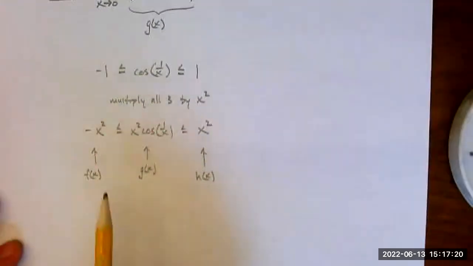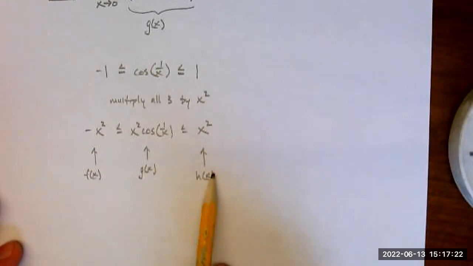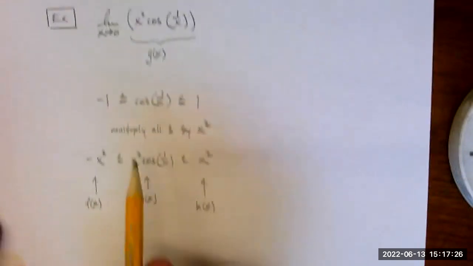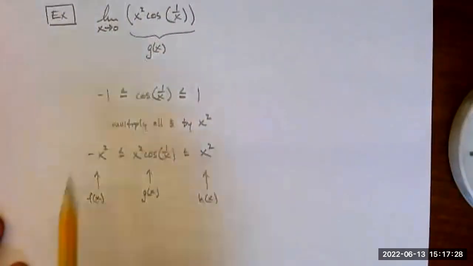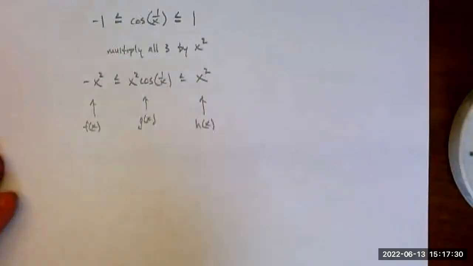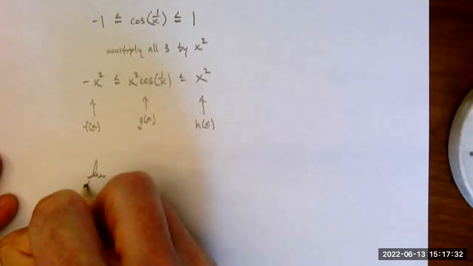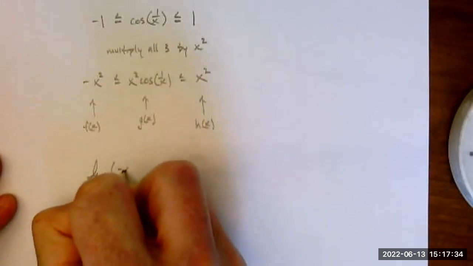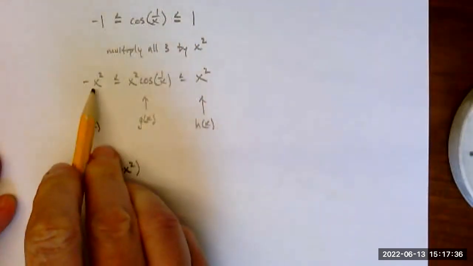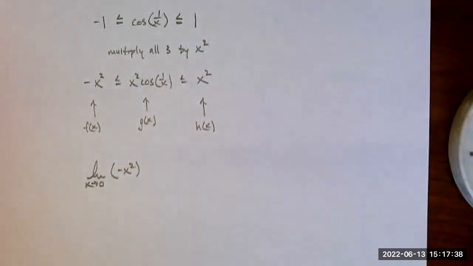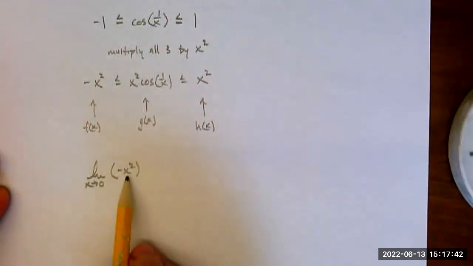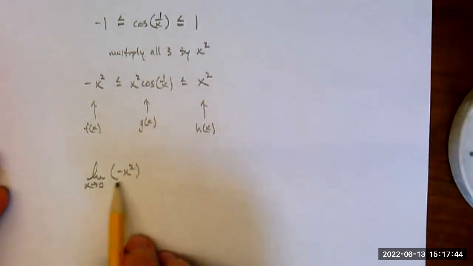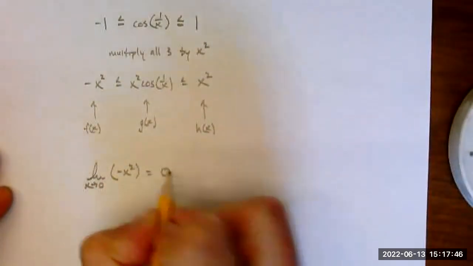We're going to look at the limits for the f and for the h. And those two together are going to tell us our answer for the g. So we're taking the limit as x approaches 0. Let's apply that to this bottom function, -x squared. Well, it turns out I can easily plug that in. There's no holes or jumps, right? That's equal to 0.